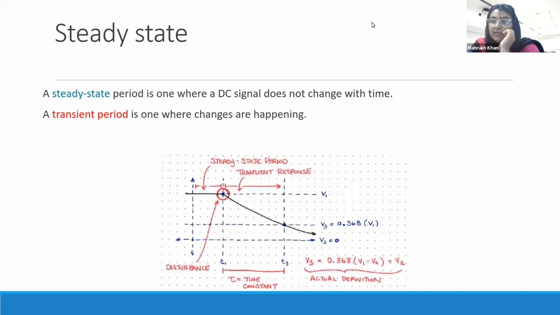We just said that we are concerned about steady state, and you just have to record the values in the steady state. But now we are paying attention to transient state too. What is transient state and steady state?